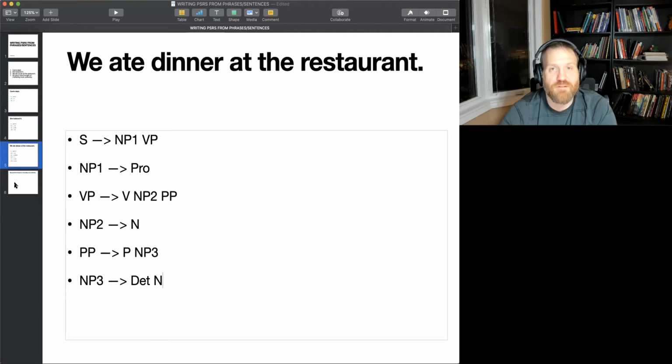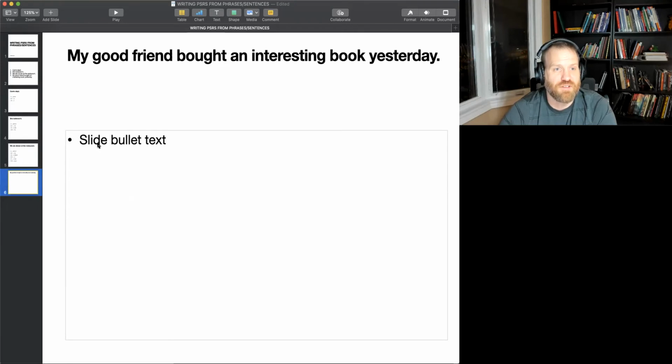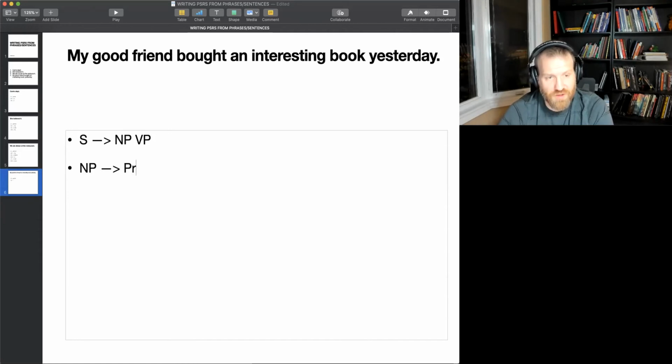And now the final fourth sentence. My good friend bought an interesting book yesterday. This is a little bit trickier, but you'll see it's very similar to the previous ones. As always, we start with sentence equals NP VP. The NP here is my good friend.